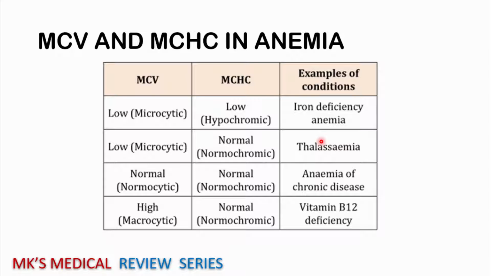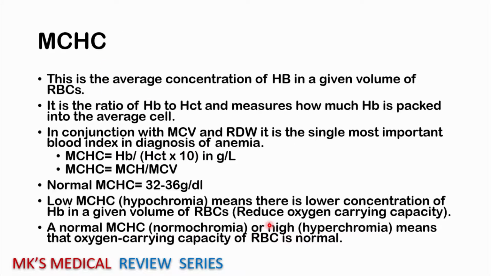Then sometimes you may also have a low MCHC in thalassemias. Then you may sometimes have a normal MCV and a normal MCHC, so you refer to that as anemia of chronic disease. You may have a high MCV and a normal MCHC. That's often seen in vitamin B12 deficiency as well as folate deficiency. So those are just some important things to watch out for, which we will go into in a lot more detail when we look at anemia as a topic on its own.